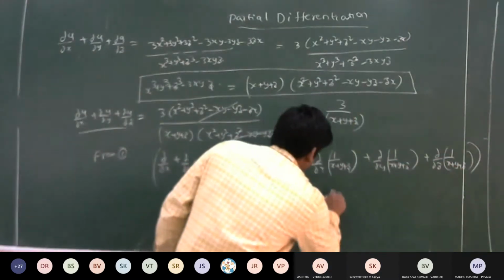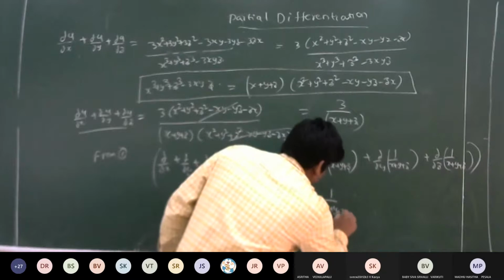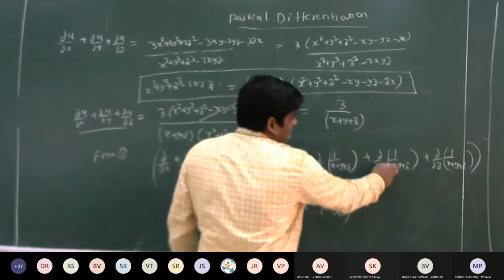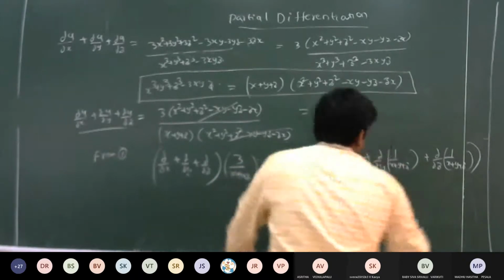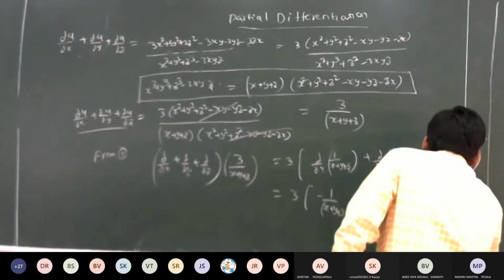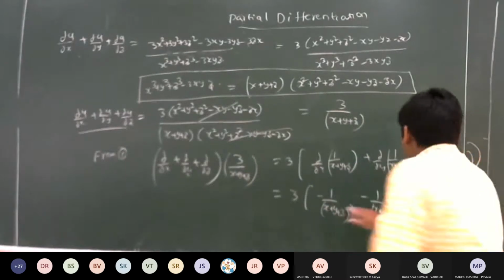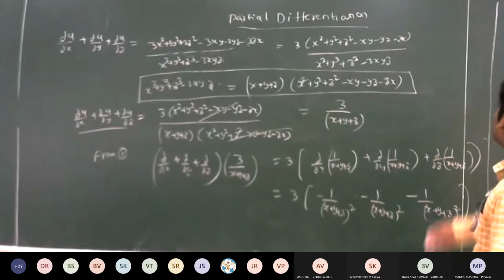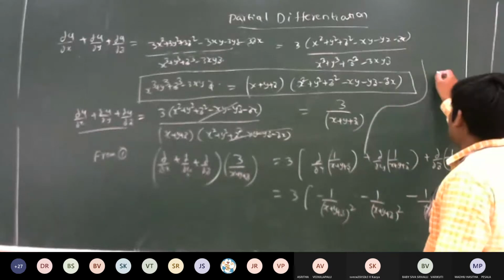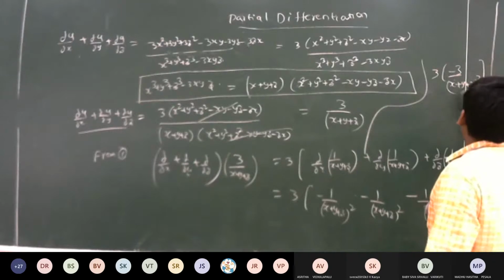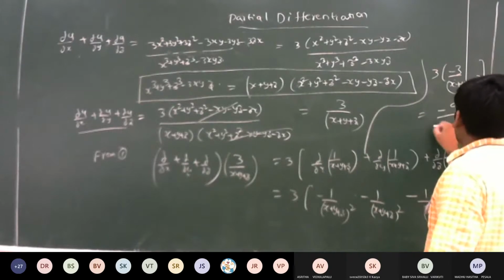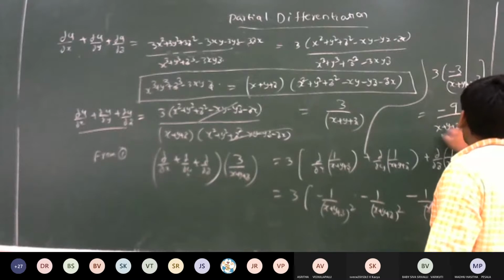So likewise, it is nothing but −1/(x + y + z)². The same formula is applicable here also: −1/(x + y + z)², and here also −1/(x + y + z)². How many terms here? 3 terms, so you can simplify that. Then you will get 3 into −3/(x + y + z)², that is nothing but −9/(x + y + z)². So this is equal to the RHS.